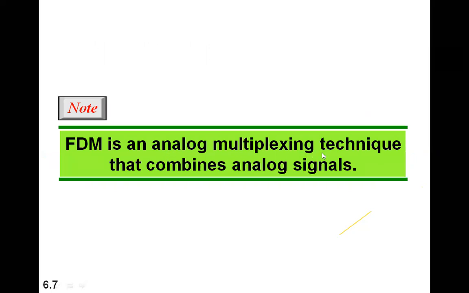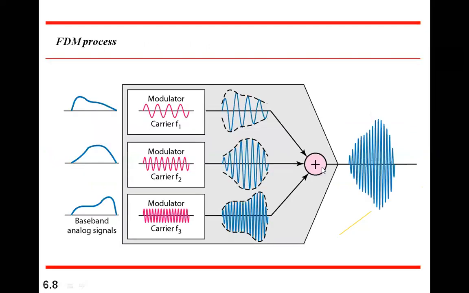FDM is an analog multiplexing technique that combines analog signals. This is a frequency sequence, right? Now, the example is like this. You can say one part of the spectrum is there. One user, let's say voice, somebody's voice is coming, another voice signal is coming from another person, a third one. So here it is modulated on one single carrier F1. This is a carrier modulator, and carrier 2. This can be a carrier modulator and carrier 3, and all of them can be combined here.